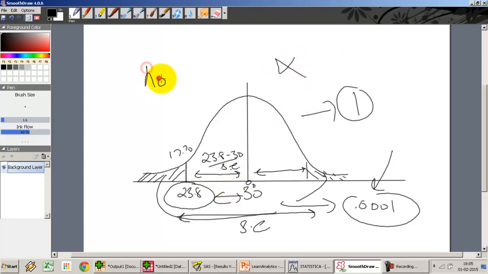The H naught, that mu or population mean is 30, is rejected. The HA, which is that mu is not 30, is accepted. So we reject the H naught and we go with the alternative hypothesis.